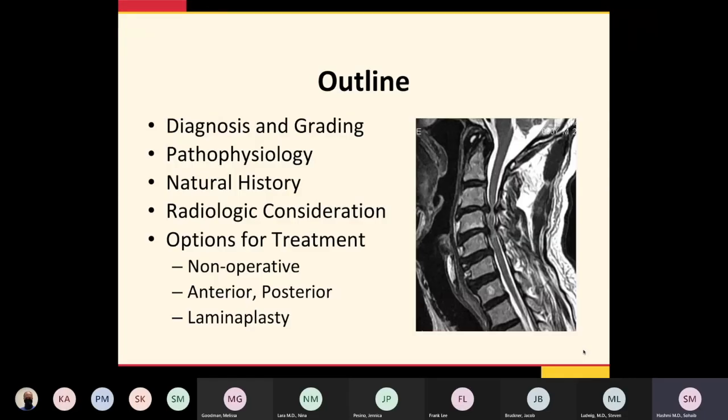The goal of the talk is to go through its clinical manifestations, the diagnosis of myelopathy, its grading. The underlying pathophysiology is important to understand as we understand its natural history, and obviously in consideration of treatment options, the radiographic and imaging workup considerations, as well as then the treatment, including non-operative and operative management with the recent techniques that we now use.